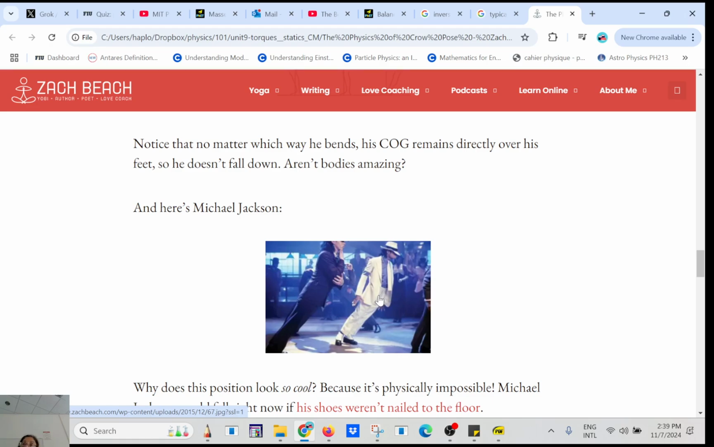Doesn't he anchor his shoes? Yes, he anchored his shoes. So he was a genius, right? This guy was a genius. He made special shoes, and he anchored them. Like there was a hook. Yes. Because otherwise it doesn't make sense, right? Because the center of gravity is here and it's not above the feet.